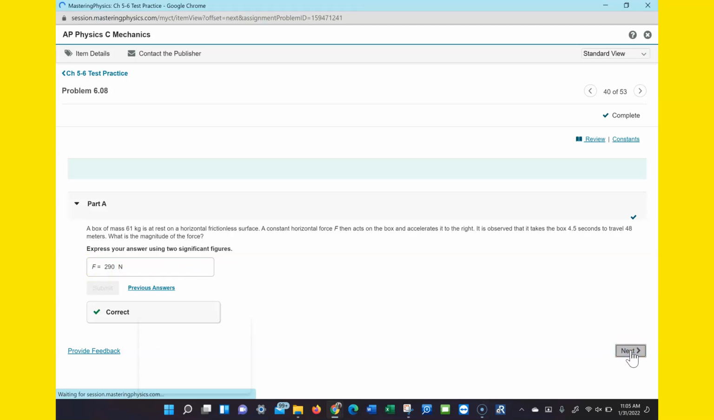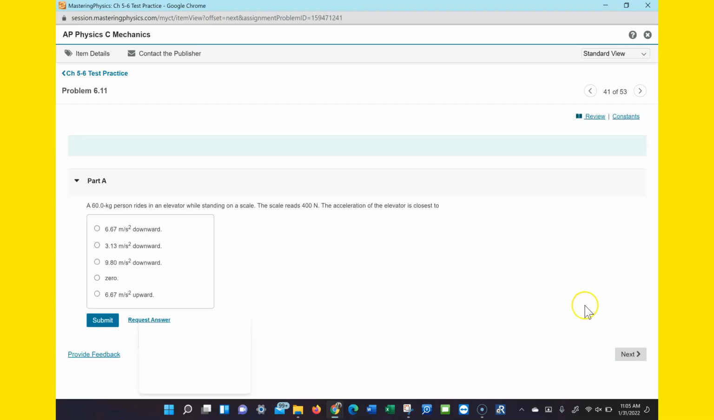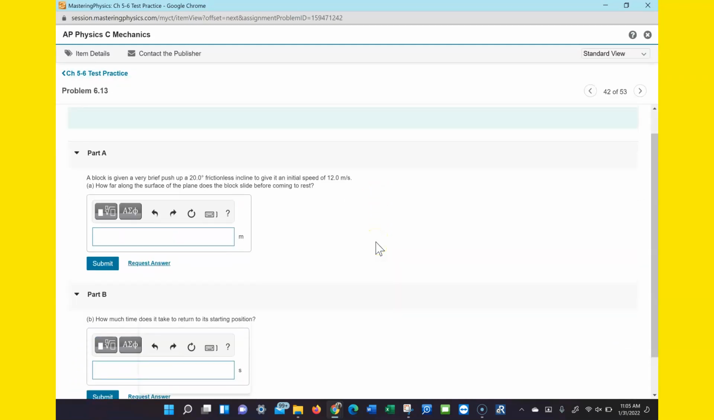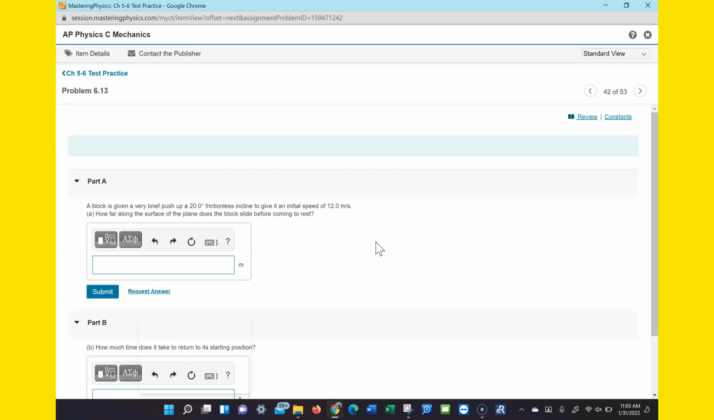The other problem that was asked about was number 42. All right. A block is given a very brief push up a 20-degree frictionless incline to give it an initial speed of 12 meters per second. How far along the surface of the plane does the block slide before coming to rest?